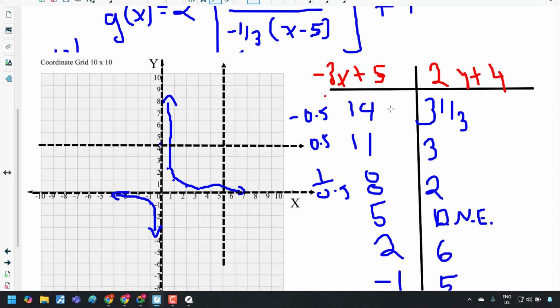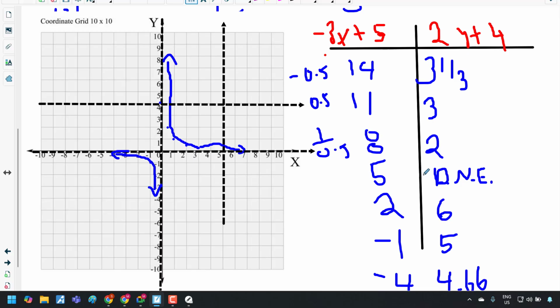Let's see if that makes sense with the points that we've gotten. And once again, I forgot to plug in the halves, so that's fine. We'll do that later. But the points that we do have are 14, okay, 14 is off the scale, but 11 is pretty close. 11 and 3, roughly here. 8 and 2, roughly here. 5 and does not exist. Okay, makes sense. This is where the half would have helped figure out what's going on, but that's fine.